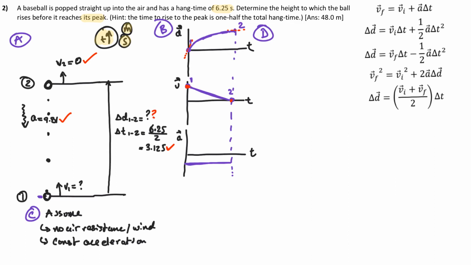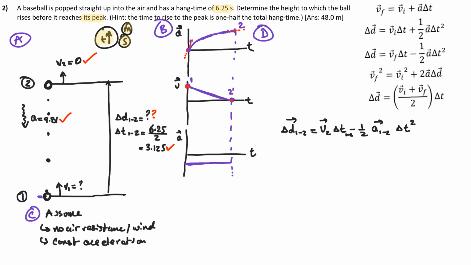What we don't have is information about initial velocity, so I'm going to look at an equation that doesn't have initial velocity. This one does, this one has, this one doesn't, so that's what I'm going to use in this case. I'll write it down here so we have a little bit more space. Displacement from 1 to 2 is going to equal my final velocity, which is velocity 2, multiplied by the change in time, minus 1/2 of the acceleration from 1 to 2, multiplied by the change in time squared. And this change in time is from 1 to 2.